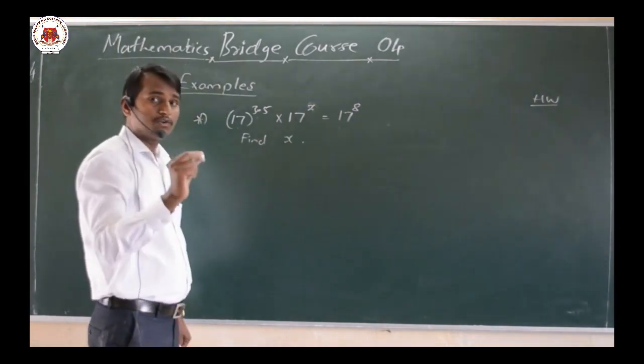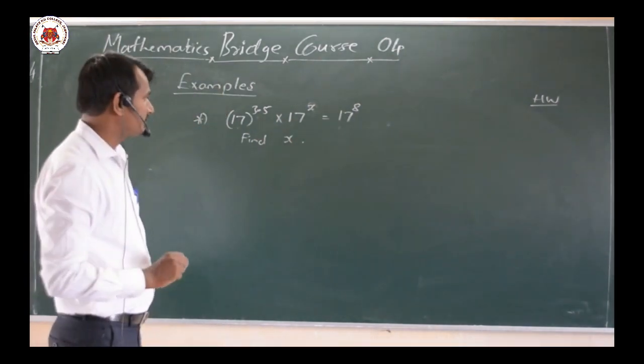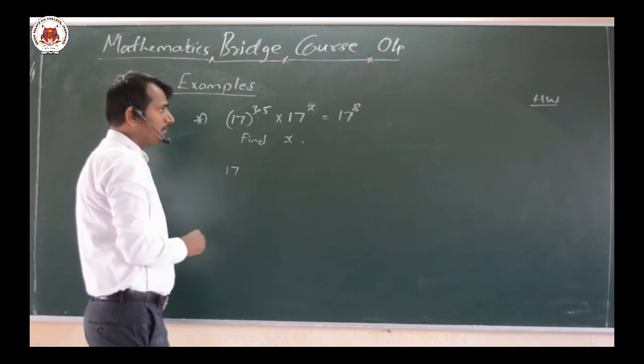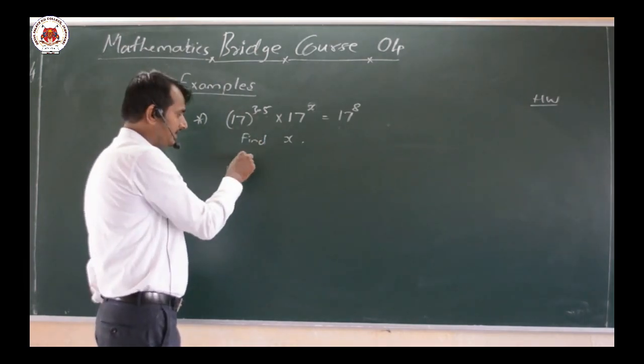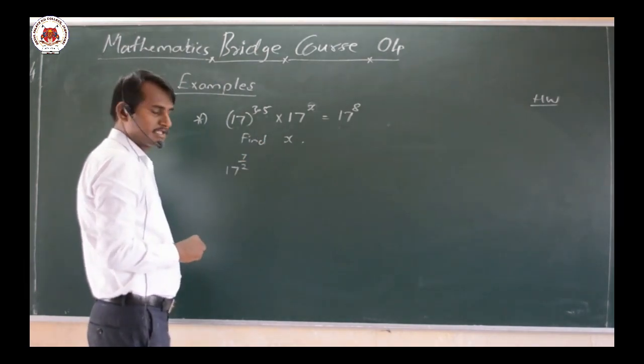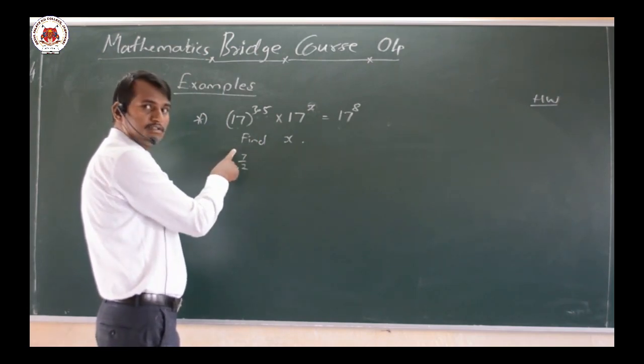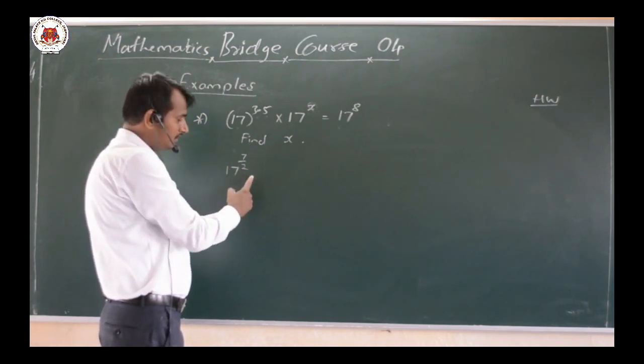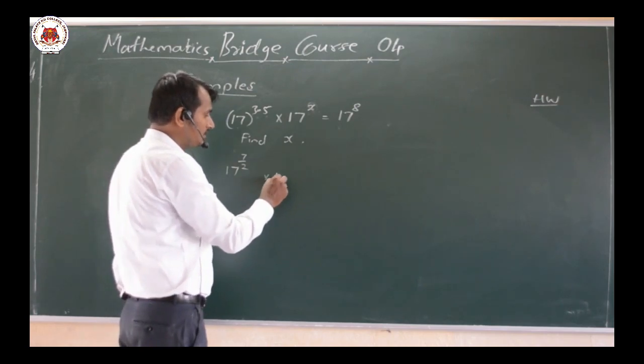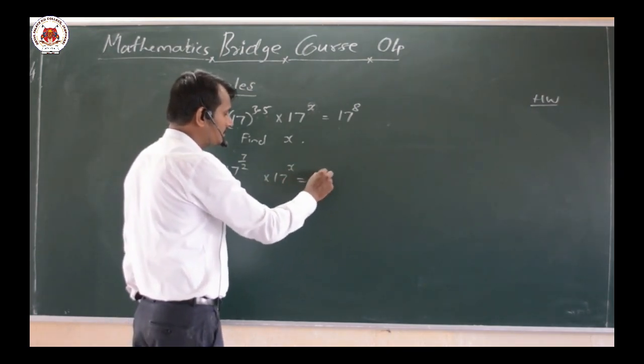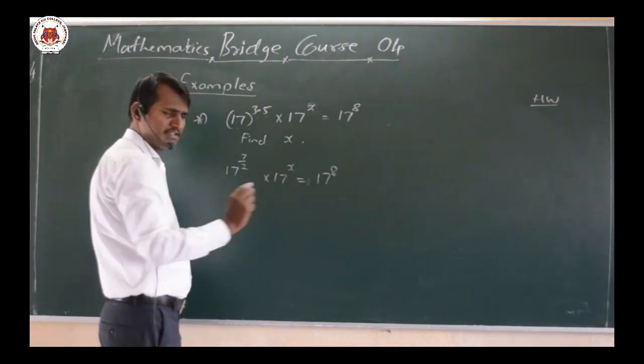How to find out the x value? Very very simple here. Now here 17 to the power of 3.5. Can I write it as 7 by 2 here? 7 by 2, that is nothing but 3.5 here, into 17 to the power of x equal to 17 to the power of 8. It is a very simple example.